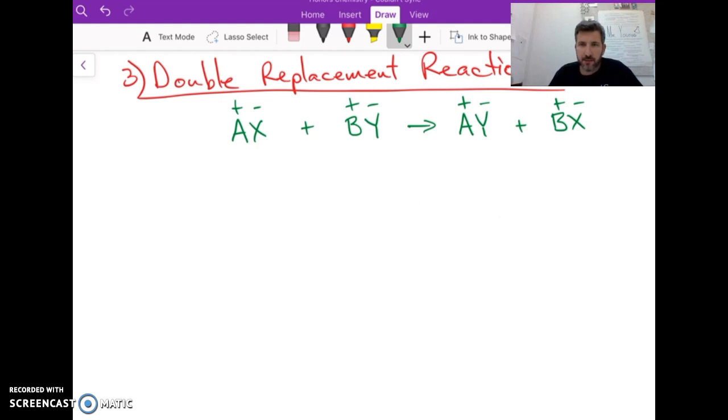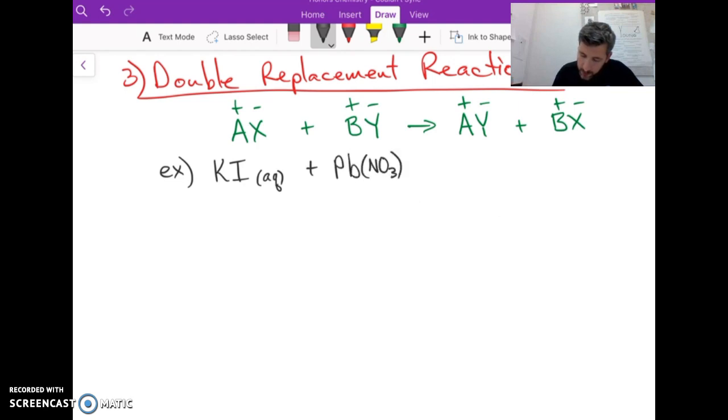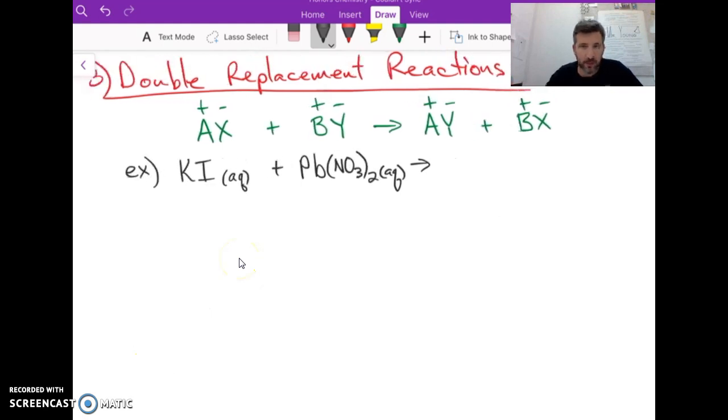Let's take a look at a real example, rather than just sort of the format. Let's say instead of AX I have KI, so potassium iodide. Now the physical states here are important. KI is going to be aqueous, and then the BY, let's replace that with lead 2 nitrate, Pb(NO3)2, also aqueous. The reactants in a double replacement reaction are pretty much always going to both be aqueous. Alright? Now let's take a look at what happens when they sort of trade partners.